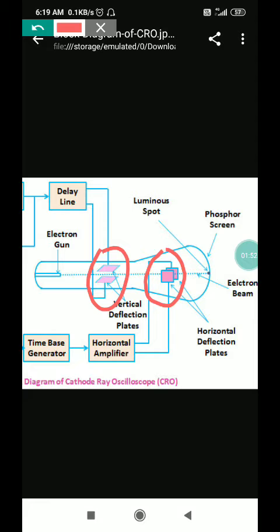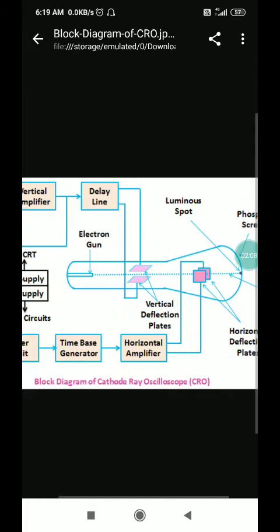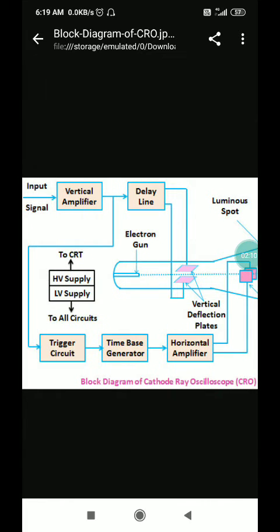In order to prepare the waveform properly, the electron beam is moved horizontally and vertically on the screen. In order to get these things done, we have got associated blocks also. Now look at the block diagram.